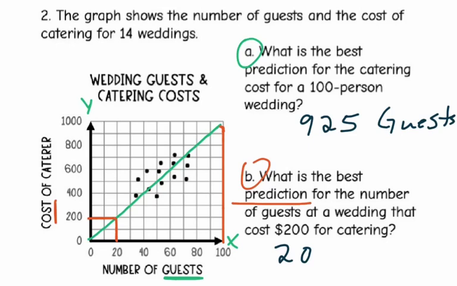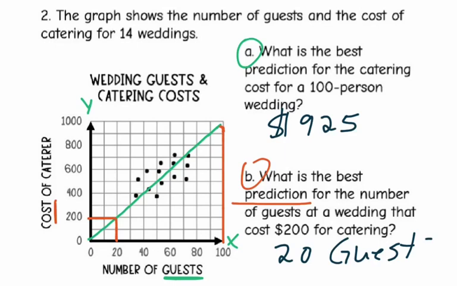You know what I did on the last part? I messed this part up. This should have said $925. I bet y'all caught that. And this should be 20 guests. So yeah, make sure you read your X and Y correctly. Good. Line of best fit. That's the way to do this.